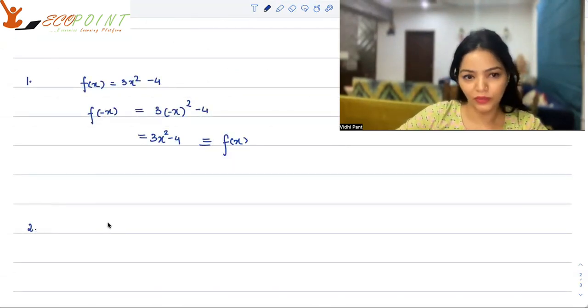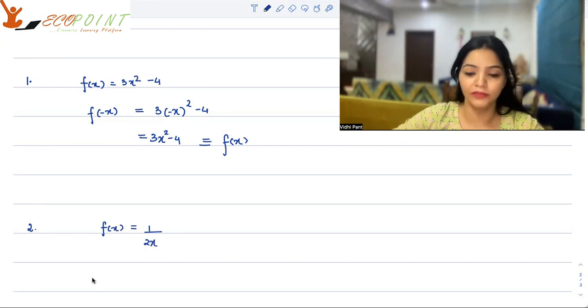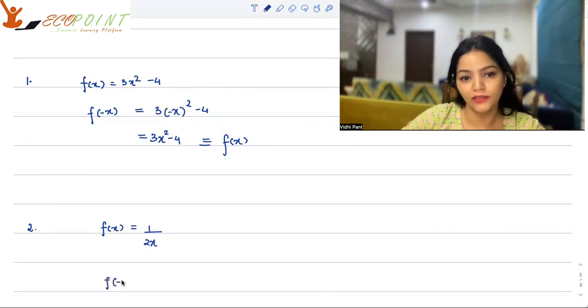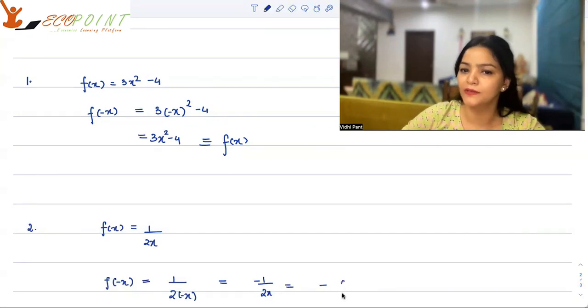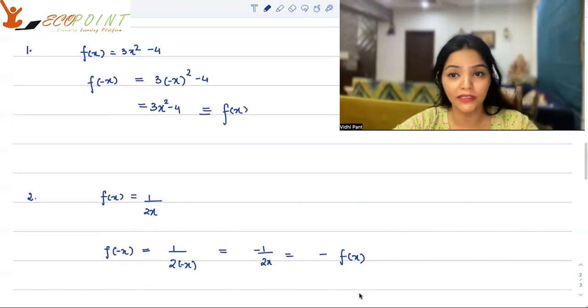Second question, I would like to check whether f of x equal to 1 upon 2 times x is odd or even. Well, we would like to check what kind of a behavior f of minus x is following. So f of minus x would be 1 upon 2 into minus x, or in other words, it is minus 1 upon 2x, or in other words, it's minus of f of x itself. And that's the general case I've taken again.